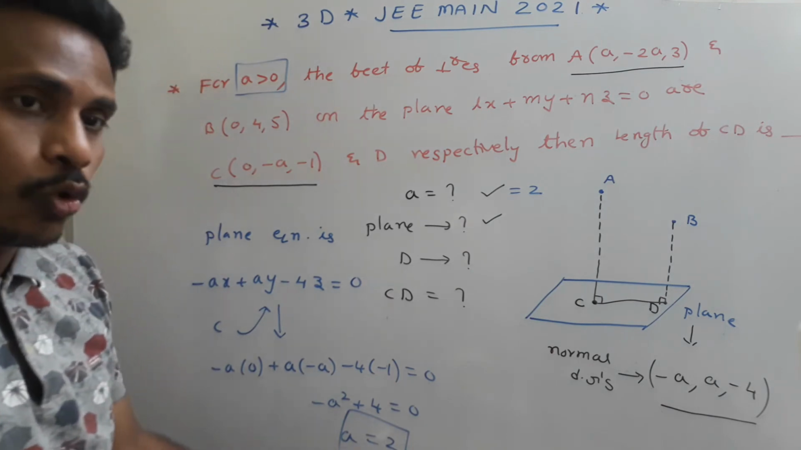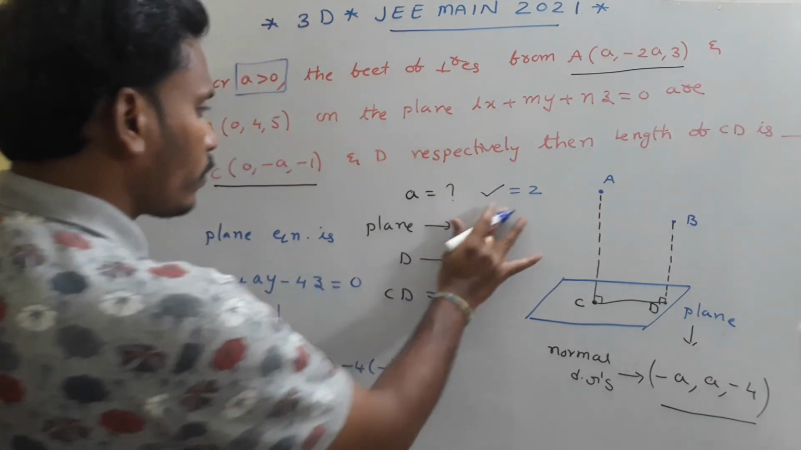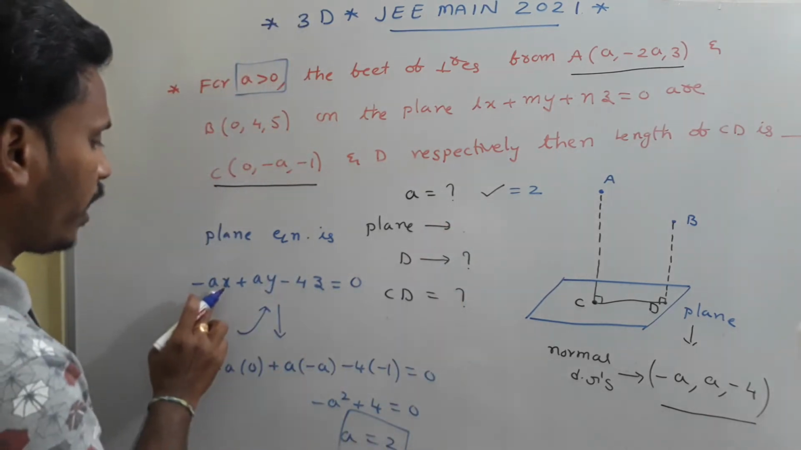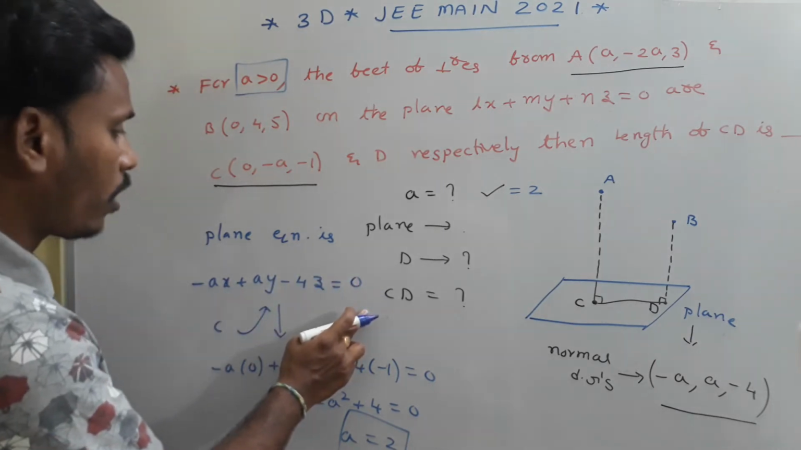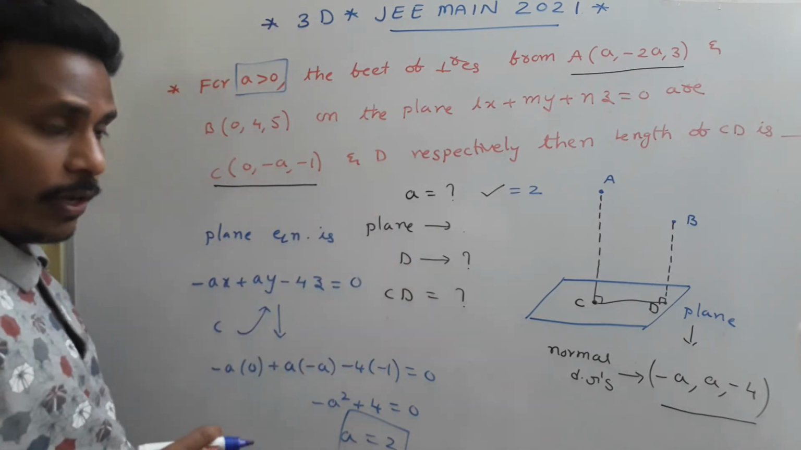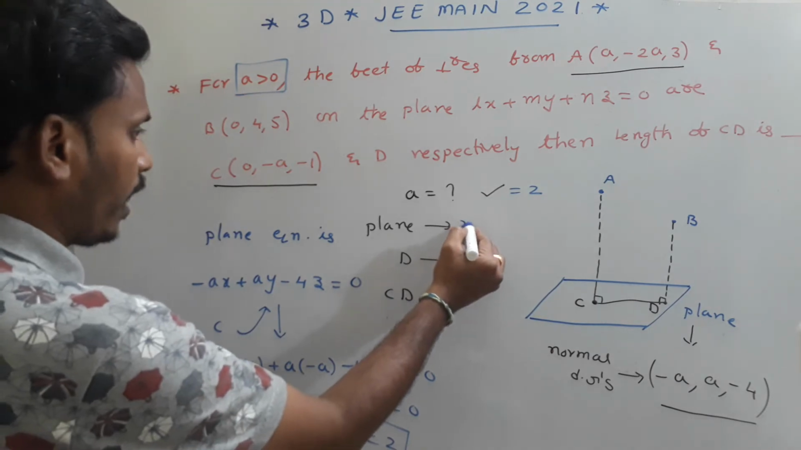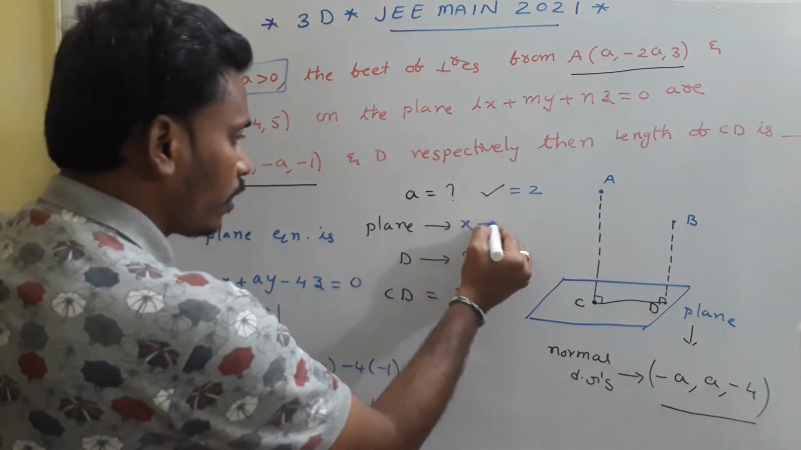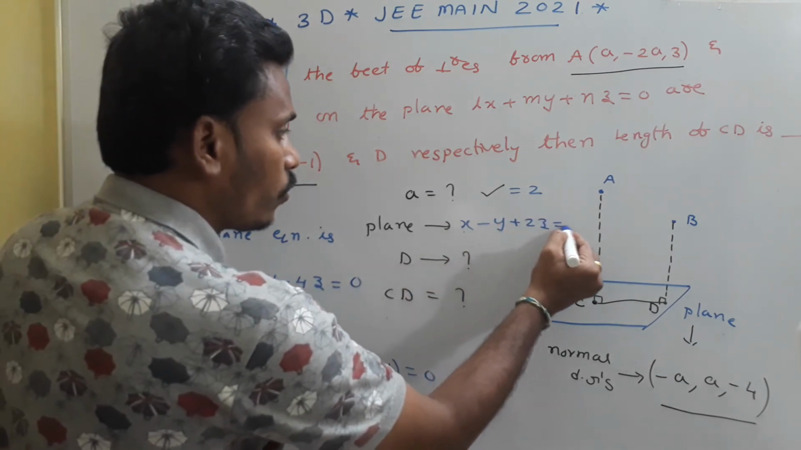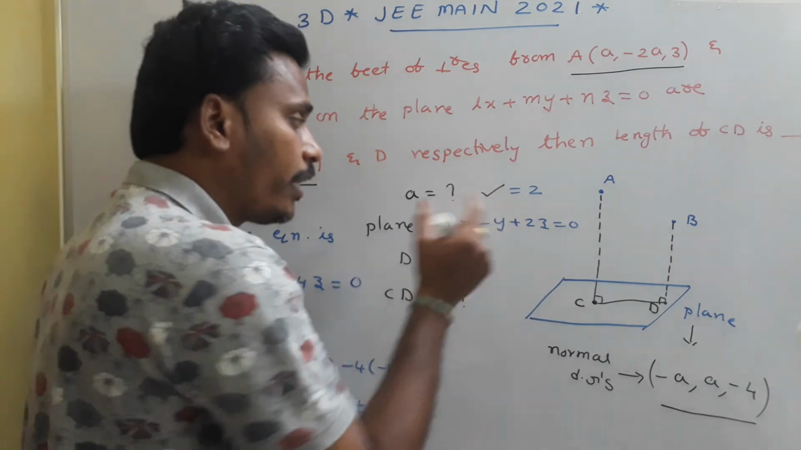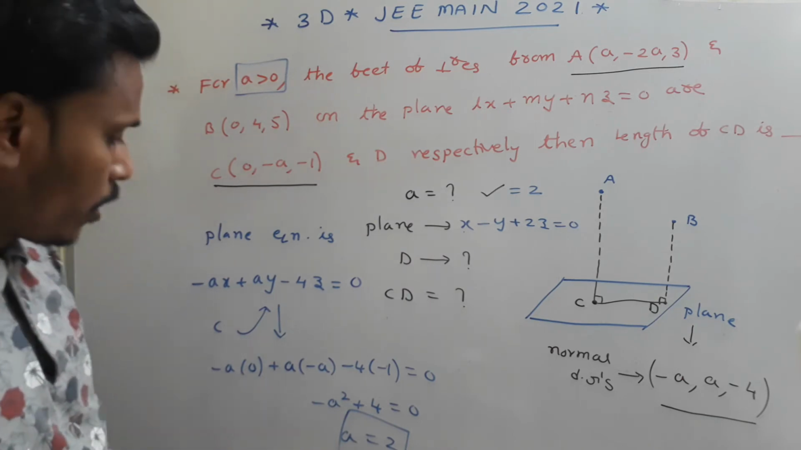If we replace 2 in this plane equation, we will get that. What is that plane equation now? Since a is equals to 2, minus 2x plus 2y minus 4z is equals to 0. Okay, so when you divide with minus 2 everywhere, we get x minus y plus 2z is equals to 0. So we have the plane equation. Okay, and now our task is to find d, right? So I am erasing this.